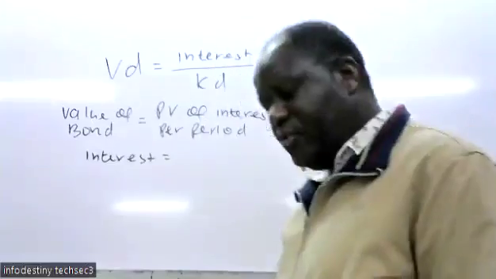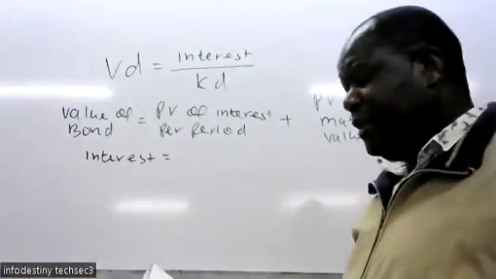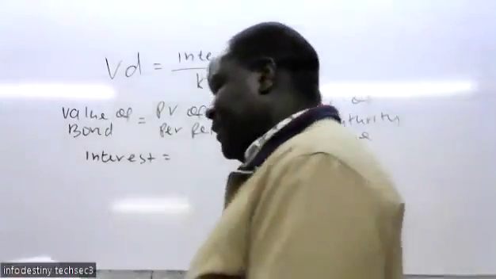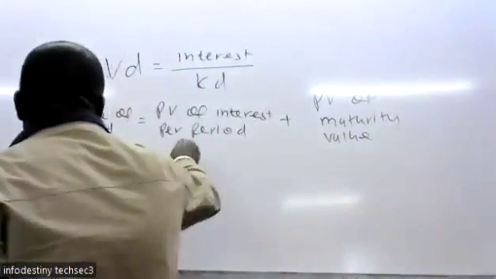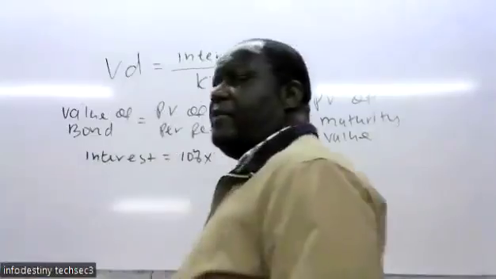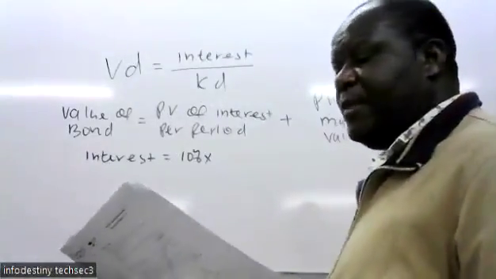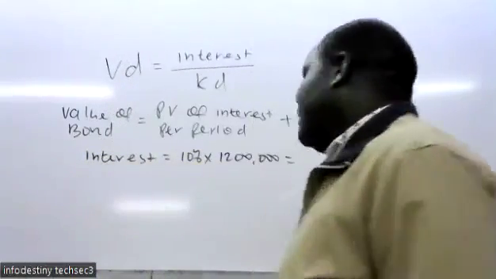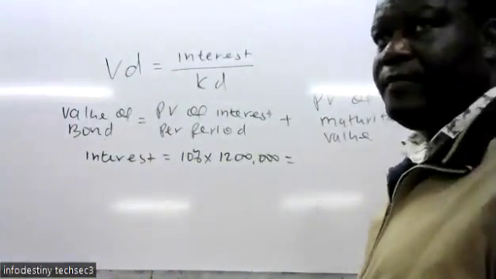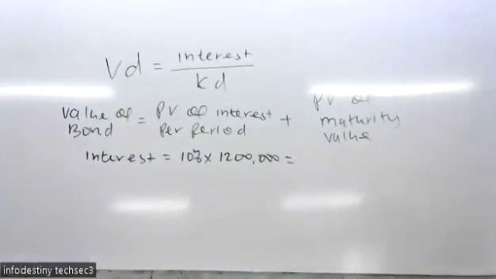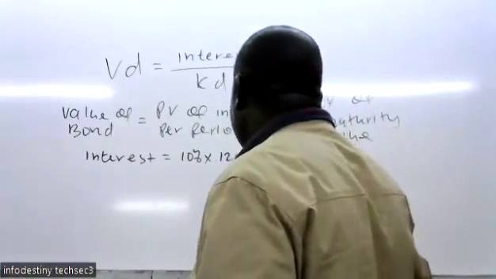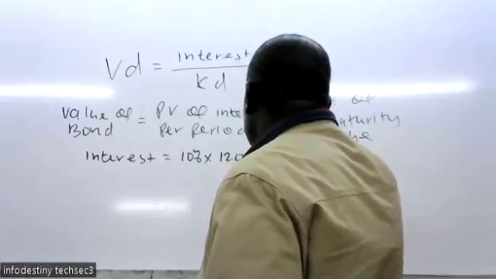The interest is the coupon rate. The interest rate there is given as 10%. So we get 10% of the par value. And the par value is how much? 1.2 million. So 10% of 1.2 million will be 120,000.